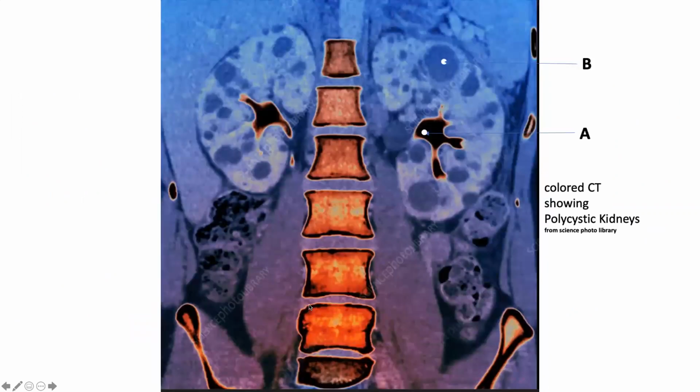And now this is a colored CT. This shows the right kidney, and this shows the left kidney. And here we have multiple cysts, which are fluid-filled sacs in the kidney. Of course, we see the multiple cysts in the kidney, and therefore we call it polycystic kidneys.